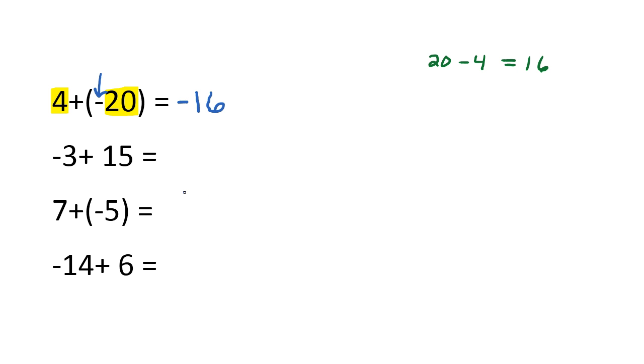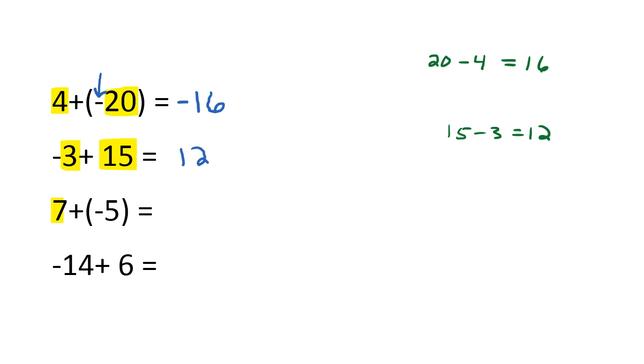Okay, let's look at the next one. I've got a negative 3 and a positive 15. We'll look at the absolute values, the 3 and the 15. And we know that 15 minus 3 is 12. So you can write down the 12 as your answer, and then decide what sign dominates. The 3 was negative, the 15 was positive. 15 is larger. So your answer is positive. It's going to have the same sign as the 15 did. Okay, let's look at the next one.